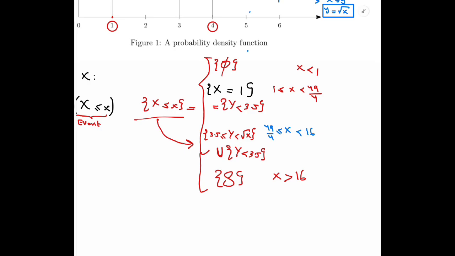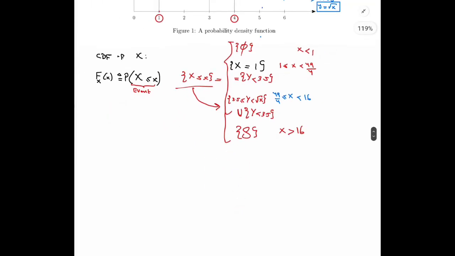So now we are ready to take the probability of this event. The probability of this event is equal to, so let's take it one by one.